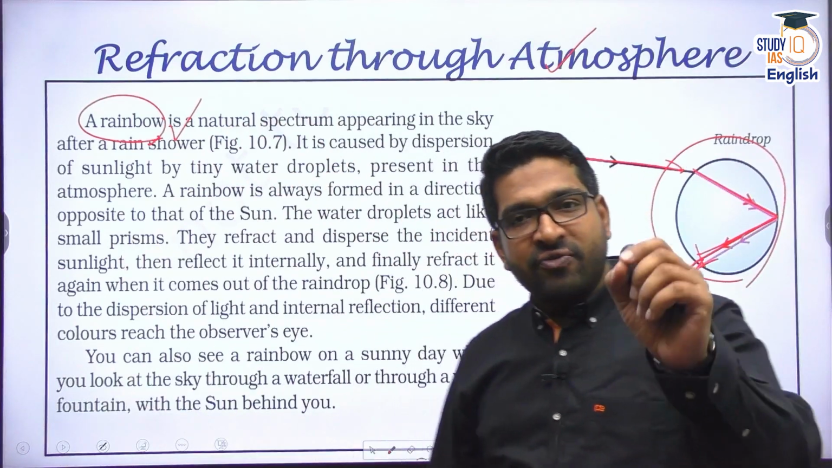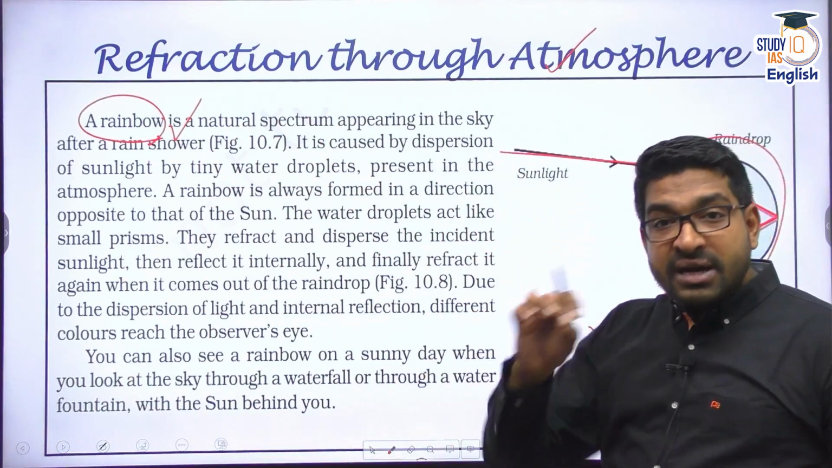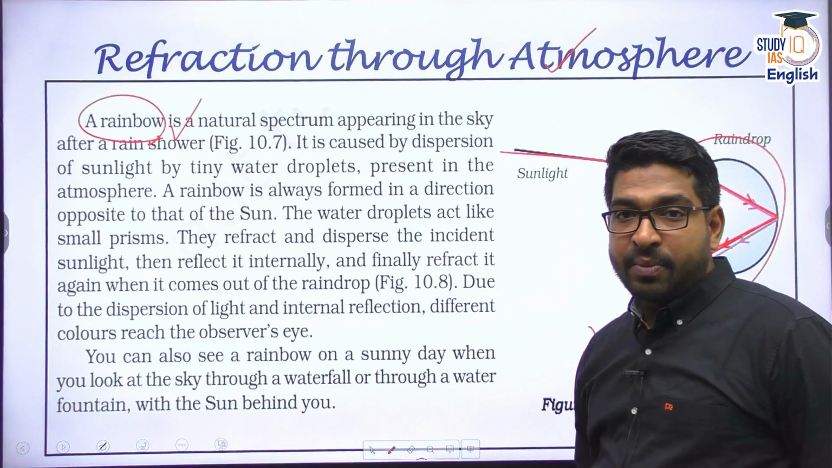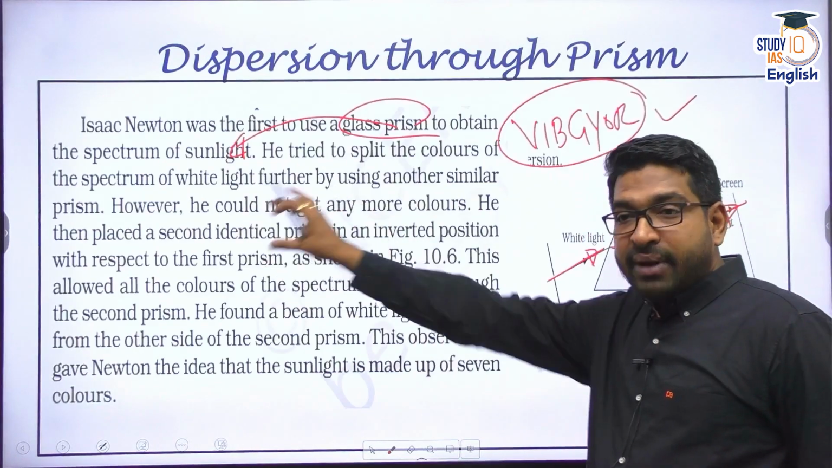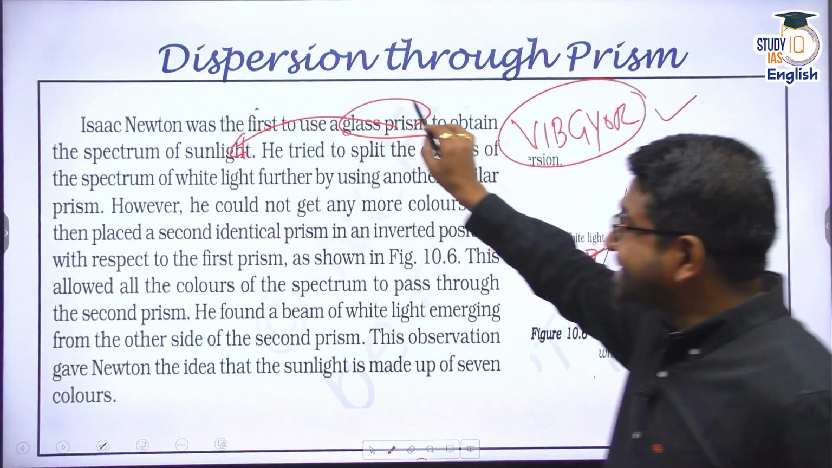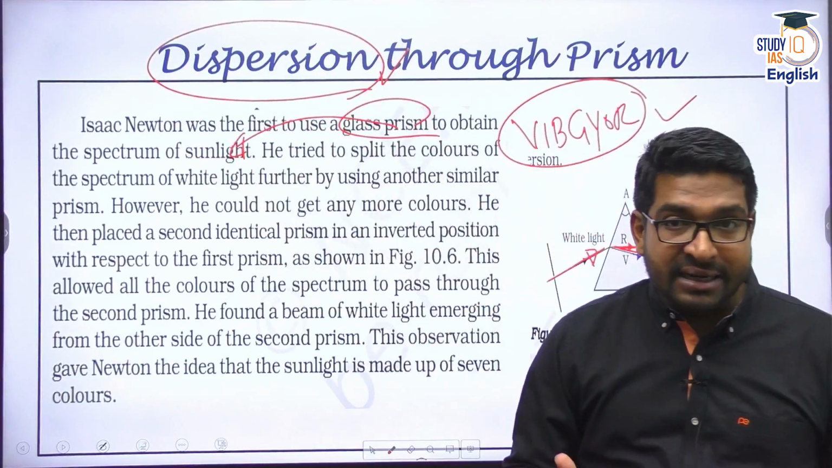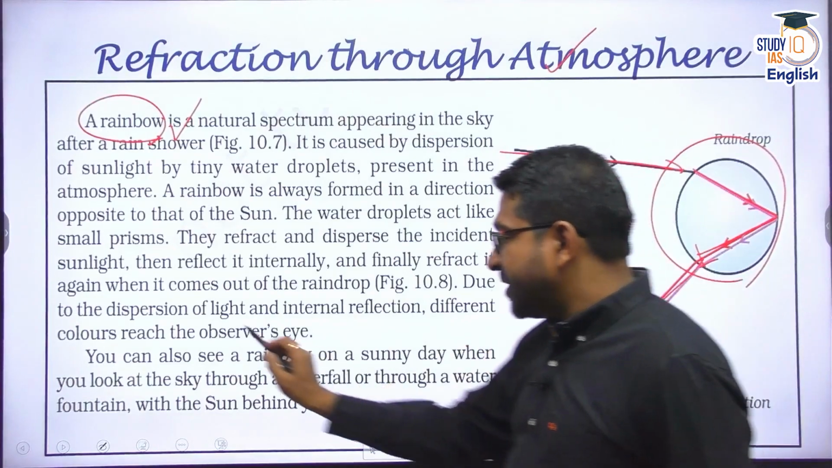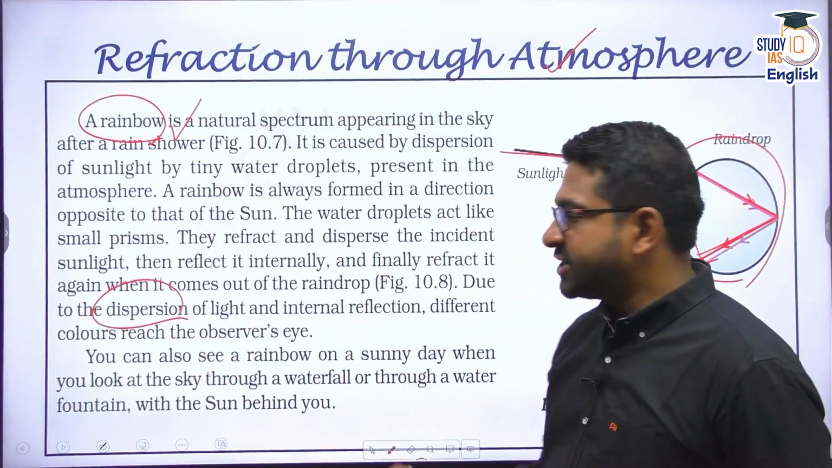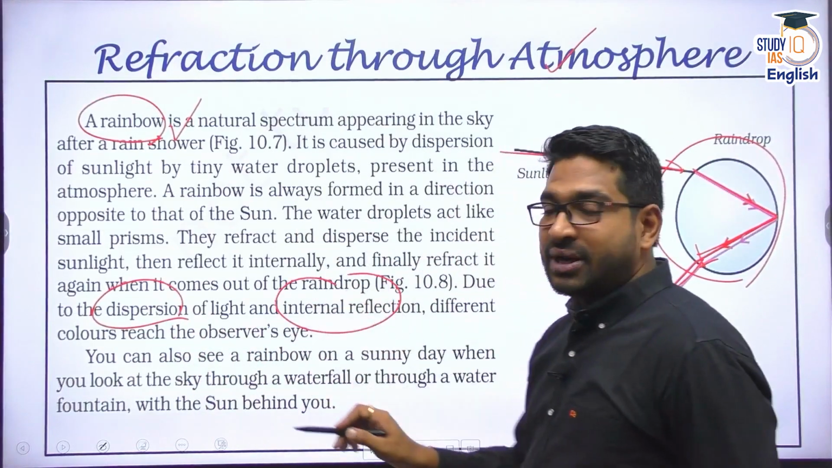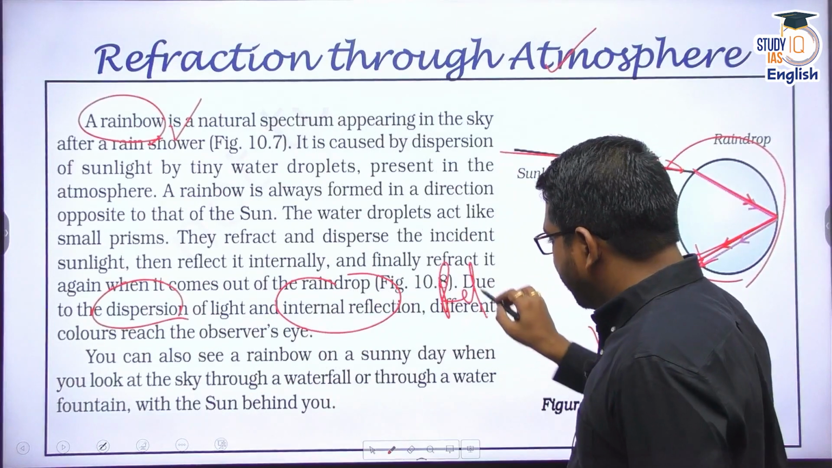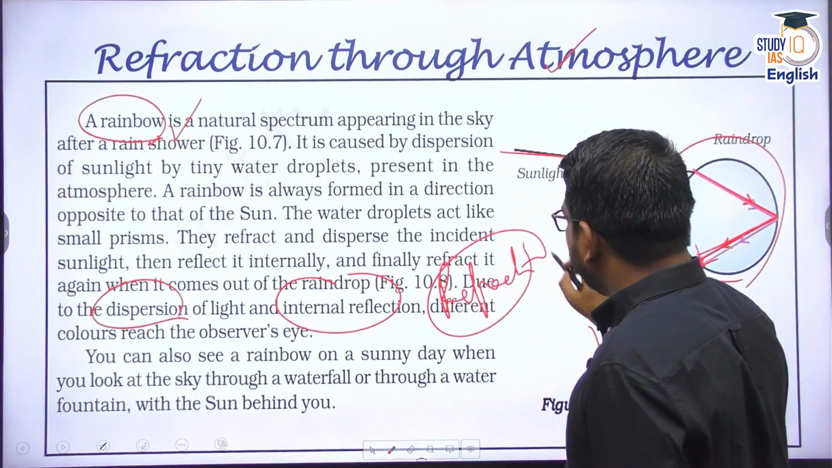So rainbow formation is because of multiple phenomena. The white light breaking into its constituent lights is called dispersion. The white light disperses into its constituent colors. So rainbow is formed because of dispersion of light. It is formed because of internal reflection, and it is also because of refraction in the rain droplets.